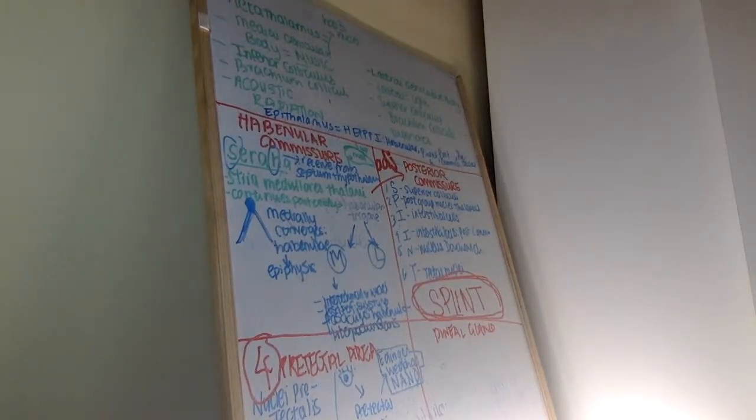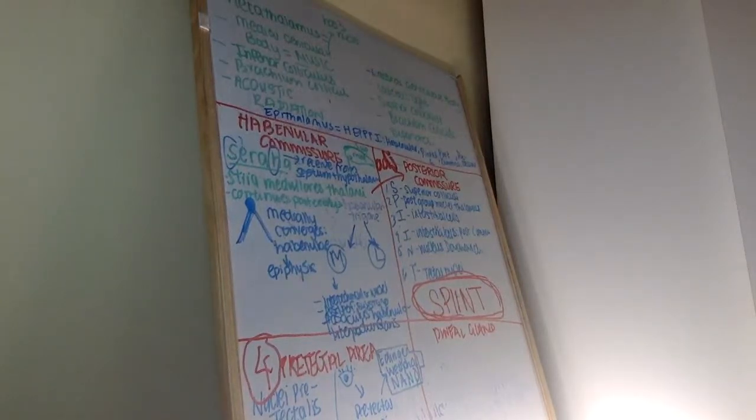Now the acronym here is HEPI. It's an acronym or mnemonic, I don't know. So HEPI: H stands for habenular commissure, E stands for epithalamus, P stands for the pineal gland, and the other P stands for the posterior commissure. So we've had the habenular commissure, now we have the posterior commissure, as well as the pineal gland, as well as the pretectal area.